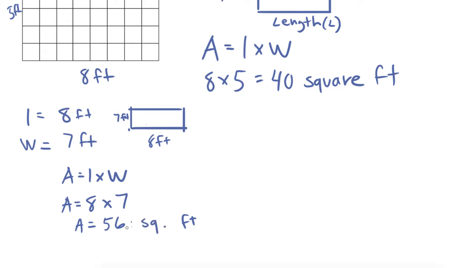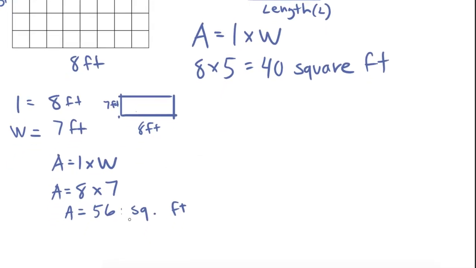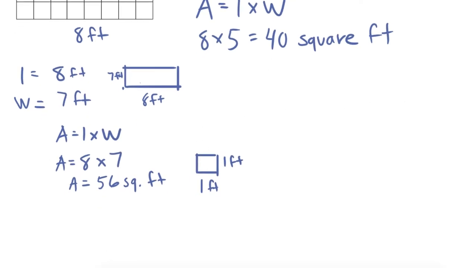So yes, 56 square feet. It's really important that you write your answer in square feet, not just feet, because it's not 56 feet, it's 56 square feet. Meaning if I wanted to cover my rectangle, that's 8 feet in length and 7 feet in width, I would need 56 of these 1 foot by 1 foot squares to cover that area. All right? Let's do another one.